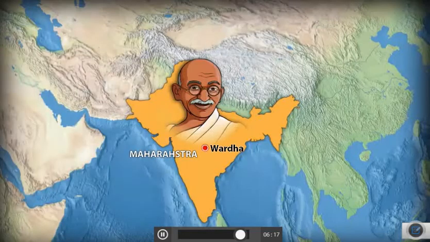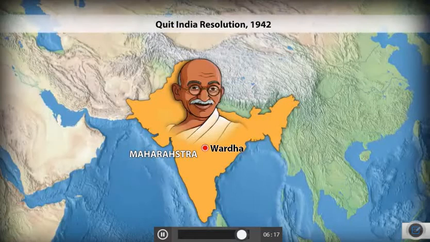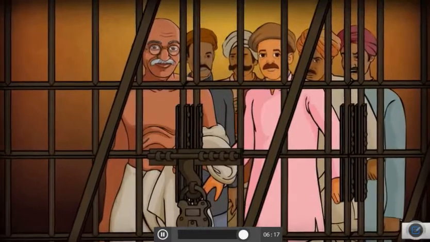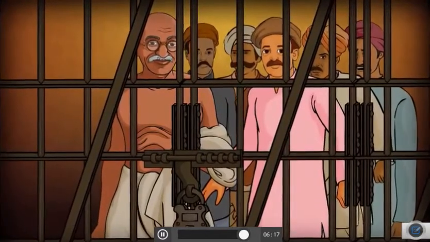At Wardha in July 1942, the Congress Working Committee adopted the Quit India resolution that demanded immediate end of British rule in India. The British responded with the arrest of Gandhi and other important nationalist leaders.